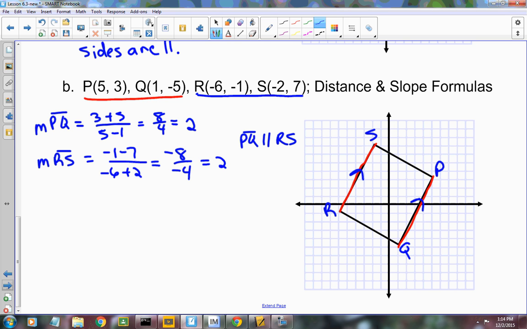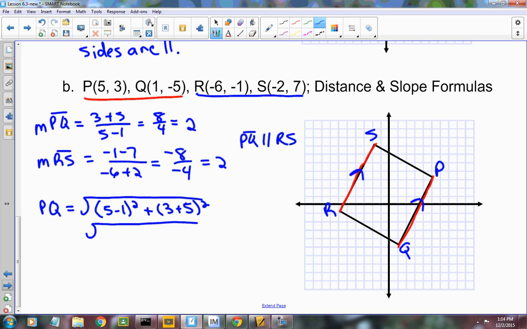Now let's do everybody's favorite formula, the distance formula, because we want to see that they're the same length. So I want to find the length of PQ. Remember on the distance formula, you subtract your x's and square. So 5 minus 1 quantity squared plus 3 minus a negative 5 quantity squared. That gives me 4 squared plus 8 squared, which is 16 plus 64, which is the square root of 80.